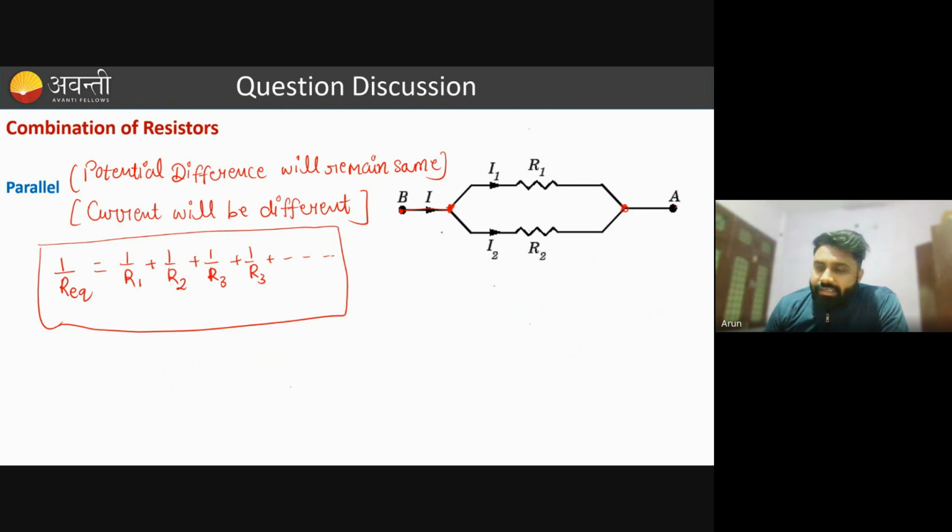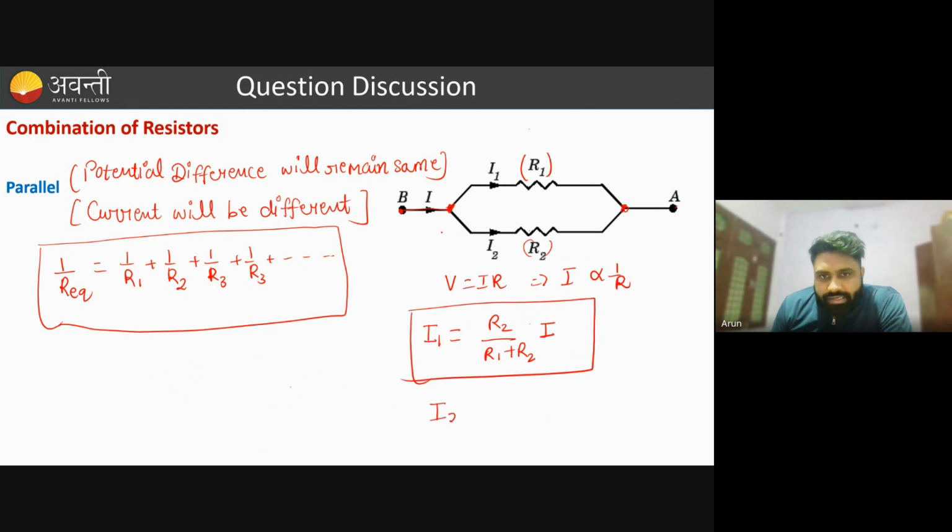So here the current is different. We are going to calculate it, because in a question there may be chances that they can ask about the current in different resistors. So we follow the same thing from Ohm's law: V equals IR. So we know that I is inversely proportional to R. If you are interested in calculating the current across R1, you have to take R2 in the numerator. So for I1, you take R2 divided by R1 plus R2, because they follow the inverse proportionality rule, multiplied by the total current. Similarly for I2, you put R1 in the numerator: R1 over R1 plus R2 times I. So these are the three formulas in this also.